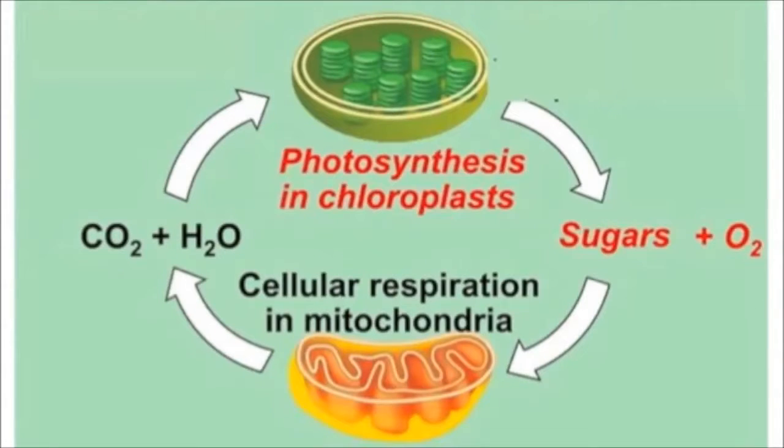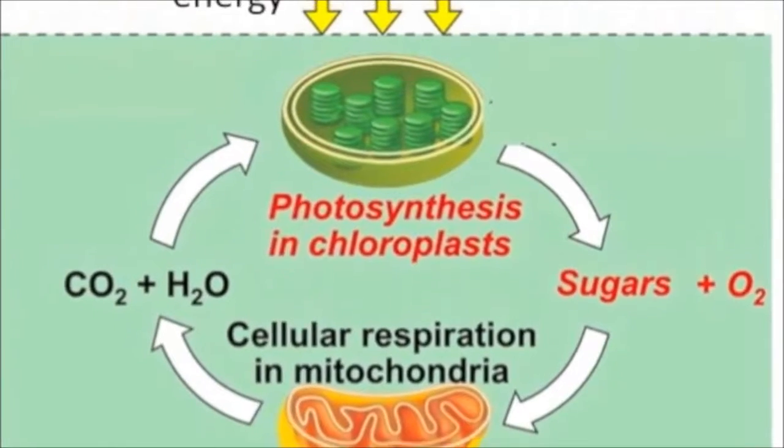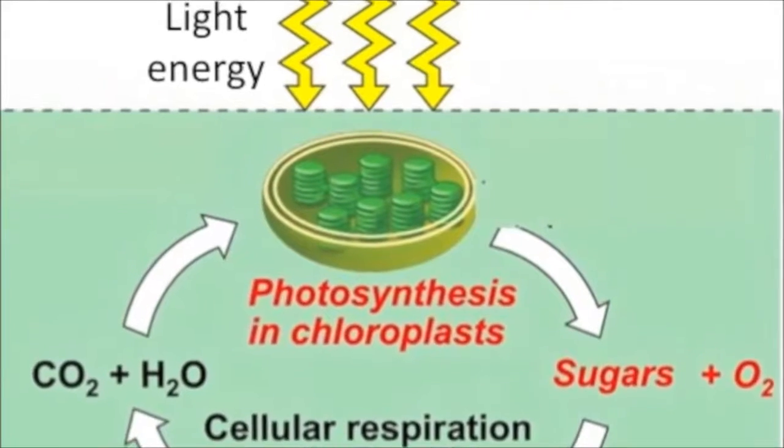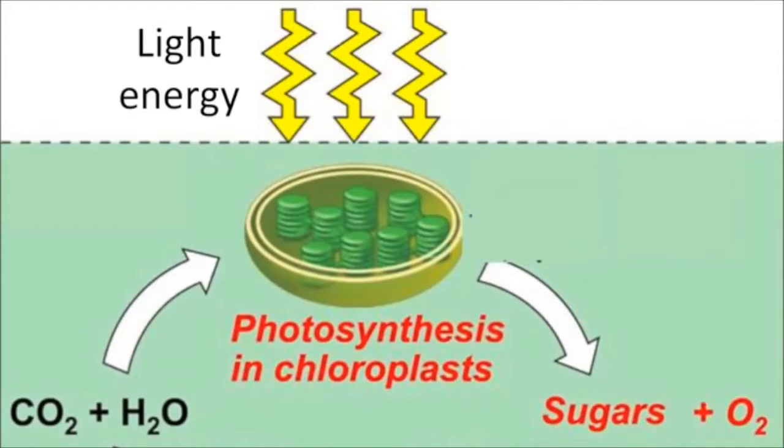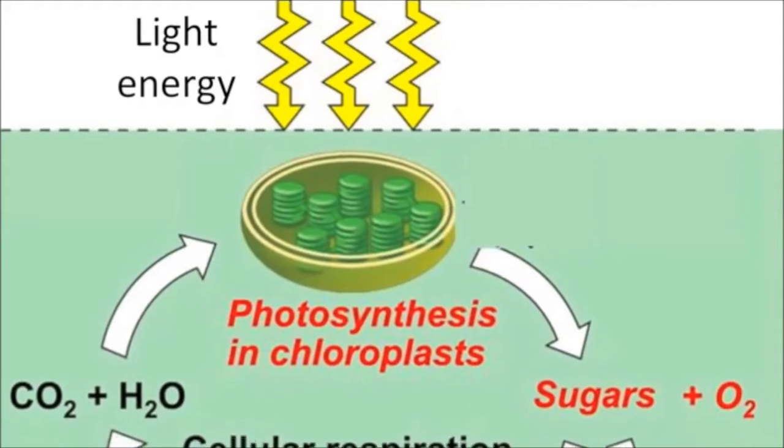This is a figure widely used in general biology textbooks. On the top half, it shows that photosynthesis occurs in organelles called chloroplasts. Through harnessing the energy in sunlight, chloroplasts are able to produce sugars and oxygen from carbon dioxide and water.